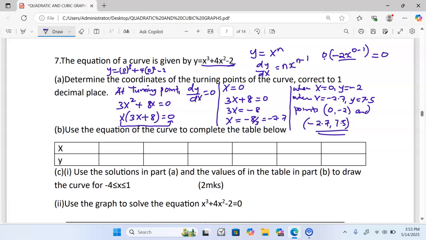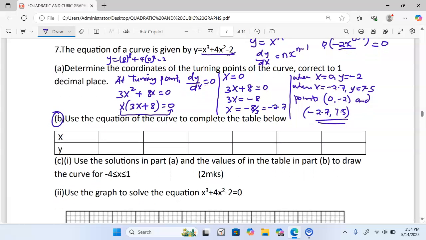After we have gotten the coordinates of the turning points, we can now go to part B. Part B, use the equation of the function to complete the table. Remember, since we have been given the values of x between negative 4 and positive 1, we can use them to fill the table. We are going to have negative 4, negative 3, then we are going to have negative 2, then negative 1, then 0. After that, we are going to have 1.